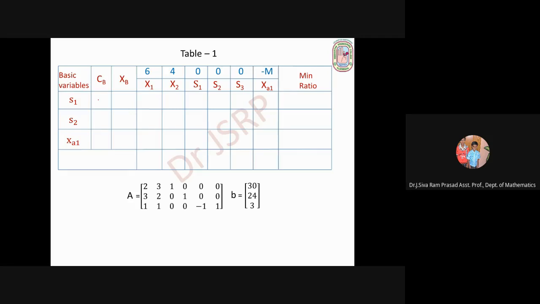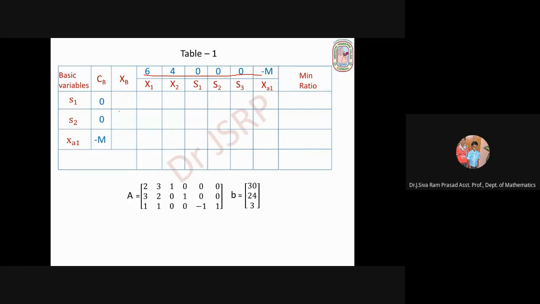Right. Next, write the cost of the basic variables. S1 cost is 0. This is S2 cost 0. And XA1 cost is minus M. So you can write these values from here.